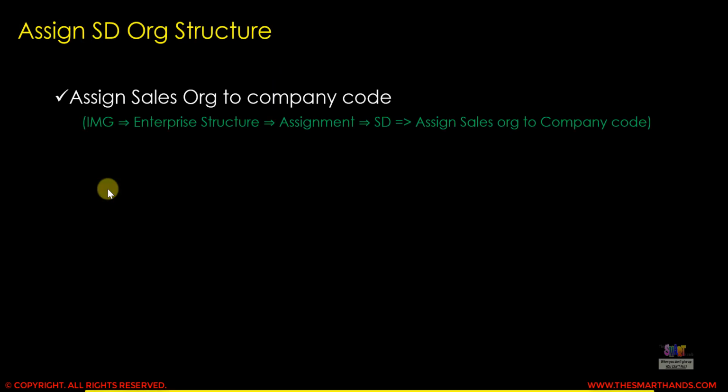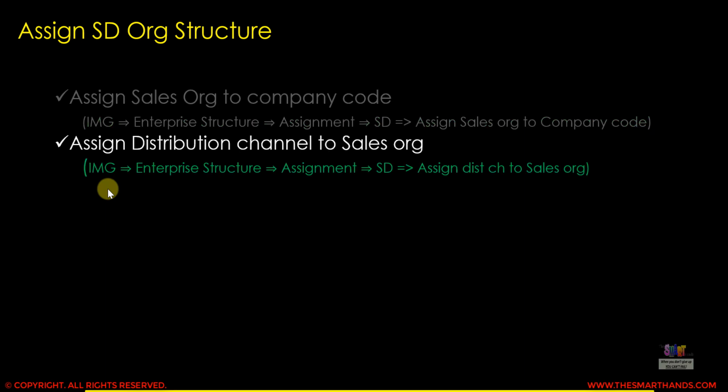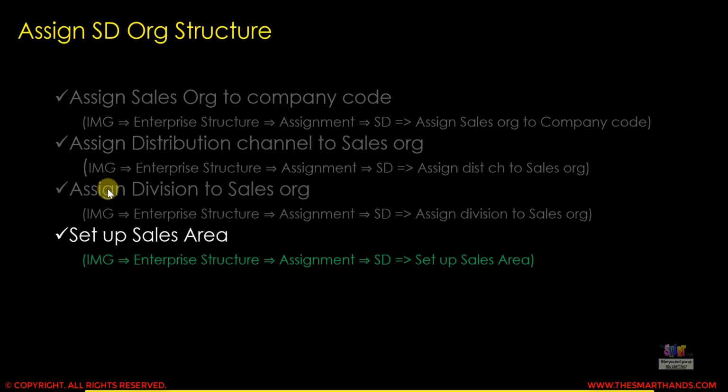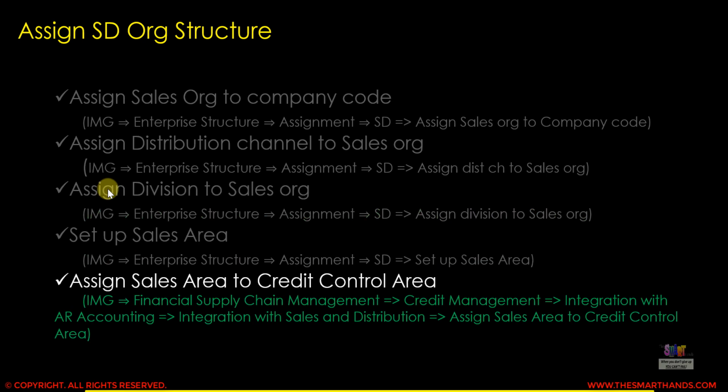So basically here I've given you some menu paths. What I'm going to do is assign the sales org to the company code, assign the distribution channel to the sales org, assign division to the sales org, set up the sales area, and also assign the sales area to credit control area.